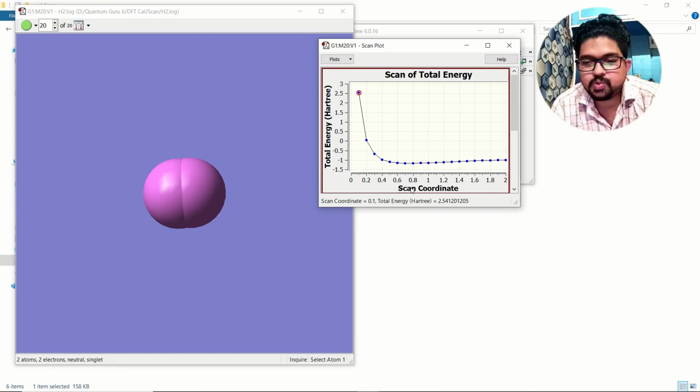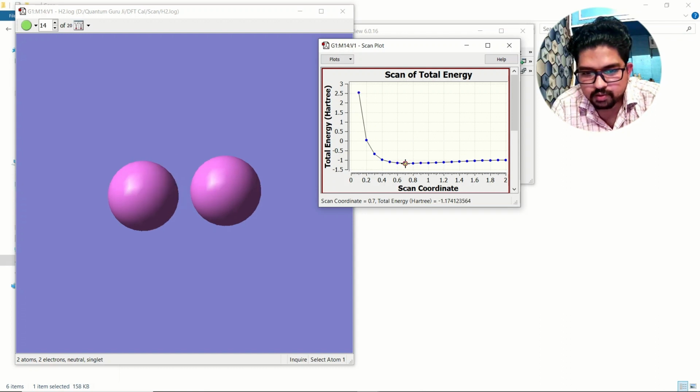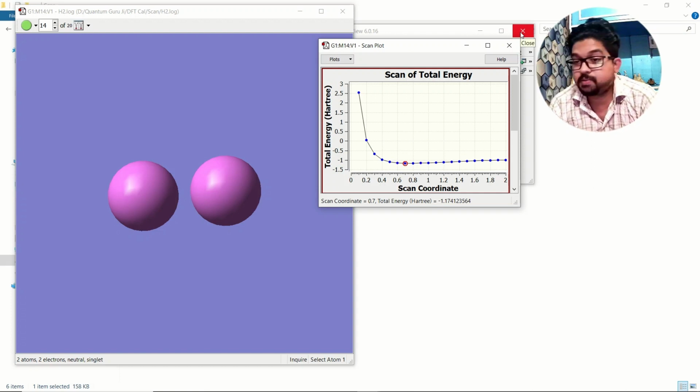So these are the bond lengths on the x-axis, and on the y-axis you have the total energy. Around 0.7 it has the minimum energy, and these values are in hartree. So around here you get the energy of the molecule, and this is the way to do a scan of your bond length. You will get the minimum energy and the others also. And now you need to use these for a specific purpose.